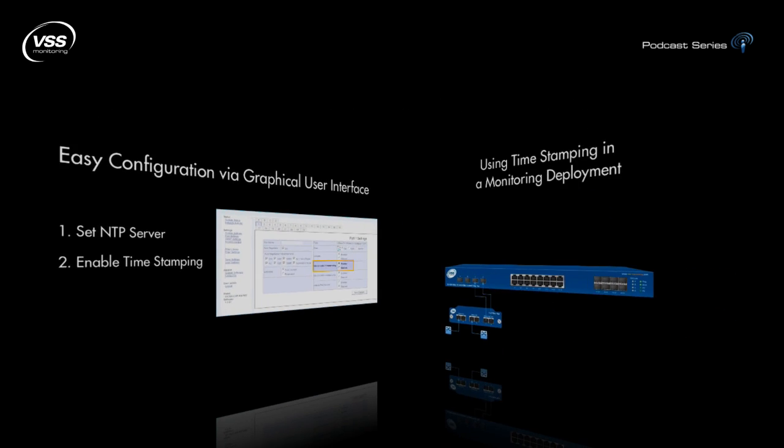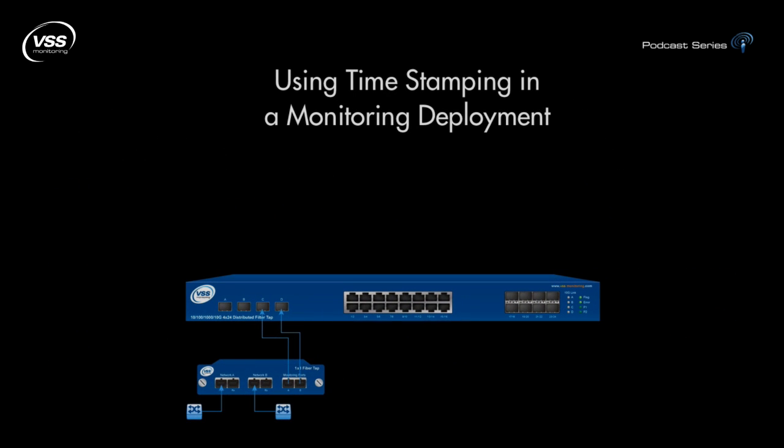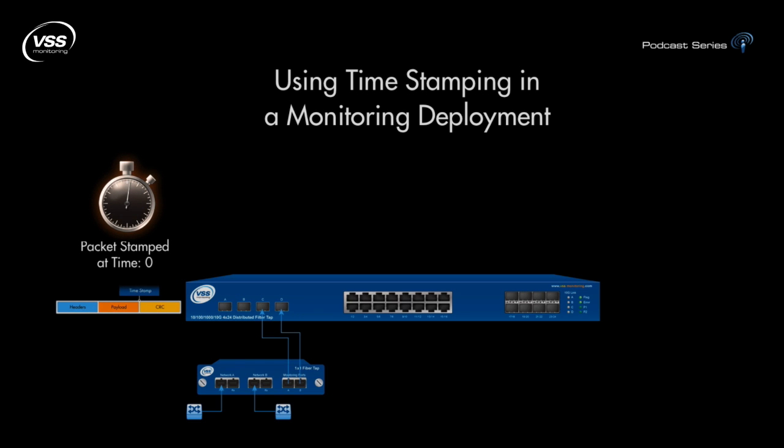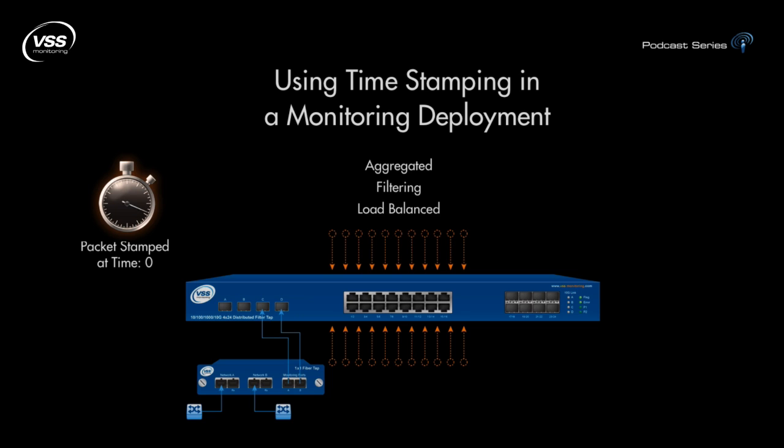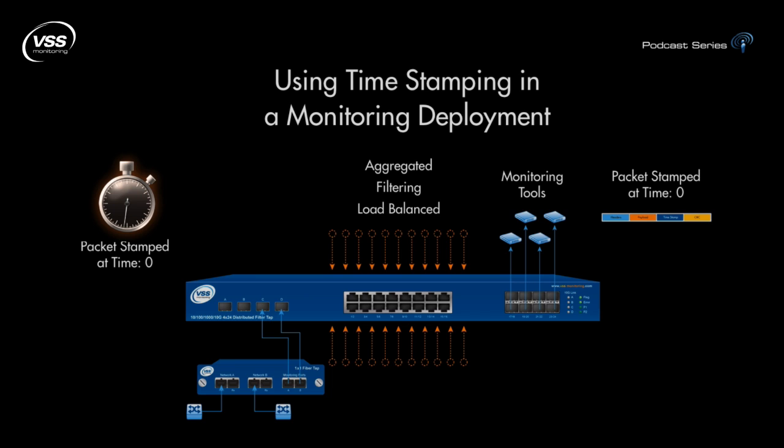Here's a classic example of using timestamping in a monitoring deployment. We have a completely passive inline fiber solution for 10 gig networks. A packet is traversing the completely passive 1x1 fiber tap and enters the 4x24 tap at, let's say, time 0. The packet is stamped with that time of 0, and as it traverses the tap, through filtering, aggregation, load balancing, and any other features, that timestamp is preserved and time 0 is in the packet as it passes out the monitor port.